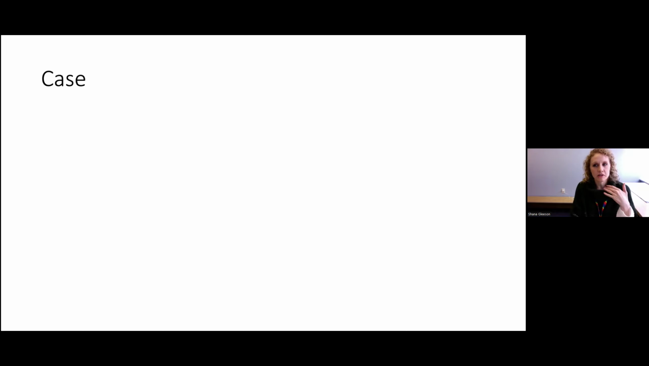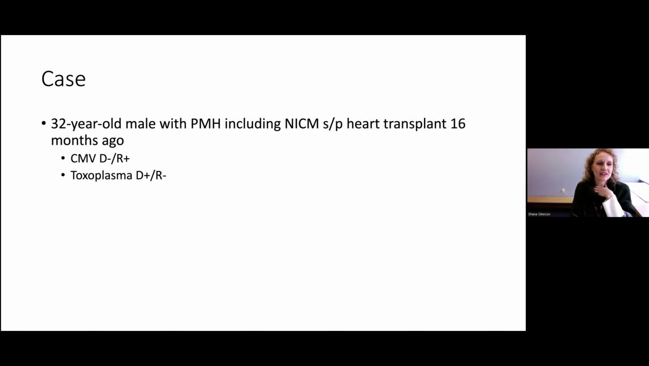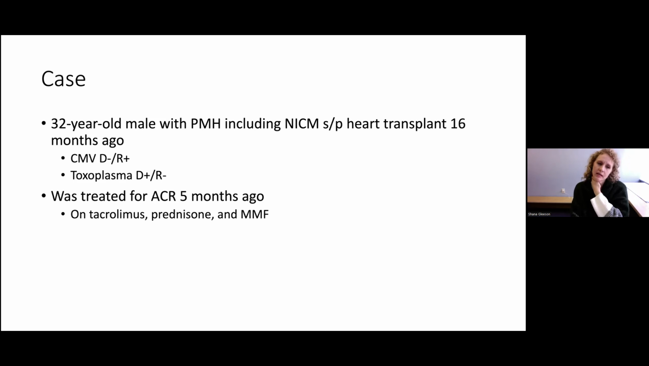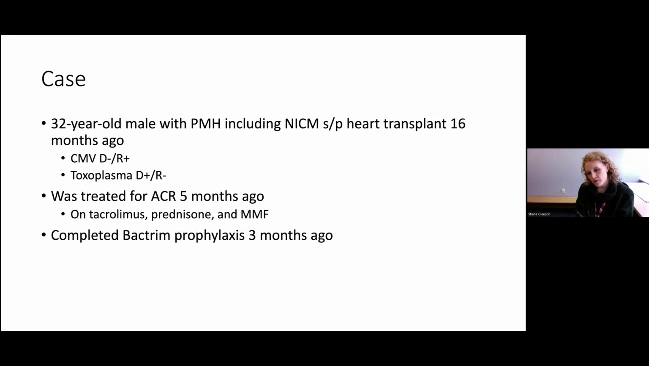This is also a patient that some of you may know from our institution, a 32-year-old male with a history of non-ischemic cardiomyopathy who had a heart transplant 16 months ago, so over a year ago. This is his serology here. He's CMV recipient positive, and he's toxoplasma D plus R minus, meaning donor positive, recipient negative. He was treated for an episode of acute cellular rejection about 5 months ago. He's currently on triple immunosuppression with tacro, prednisone, and CellCept. He completed Bactrim prophylaxis about 3 months prior, and he's not on any prophylaxis at this point.